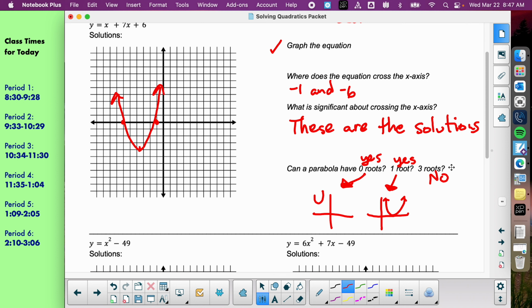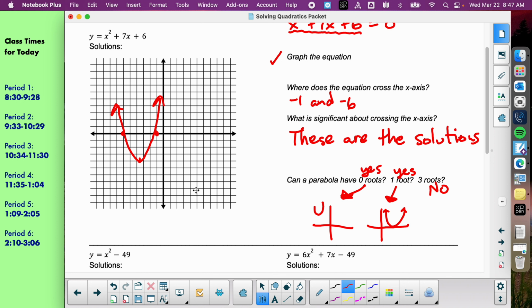And then one trick you're going to learn here, probably in Algebra 2 more than anything. The highest power of an equation tells you how many answers there can be. This is a squared. That's going to be the most number of answers you can find.